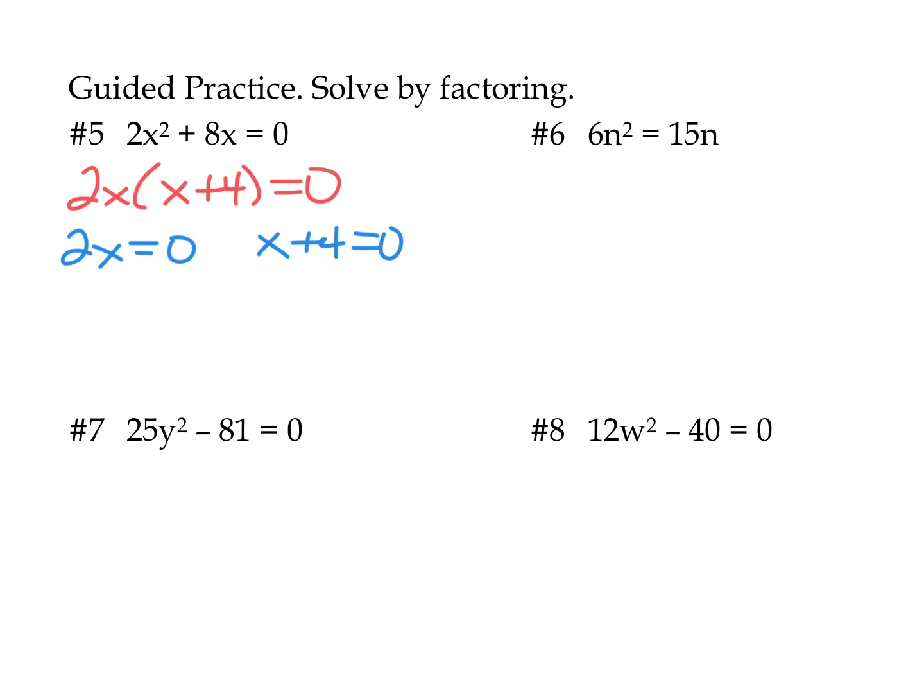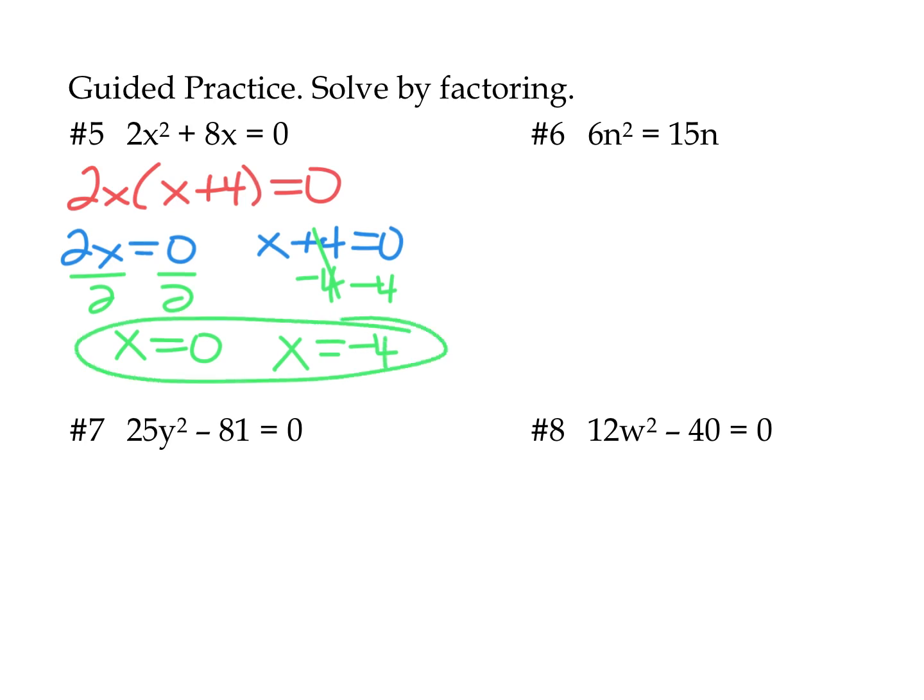And I'm going to divide both sides by 2, and I'll get x equals 0. I'm going to subtract 4 on both sides, cancel that out. I'm going to get x equals negative 4. So my solutions would be 0 and negative 4. In number 6, it's not set equal to 0. So I need to subtract 15n on both sides here because I need to get equals 0. 6n squared minus 15n equals 0.